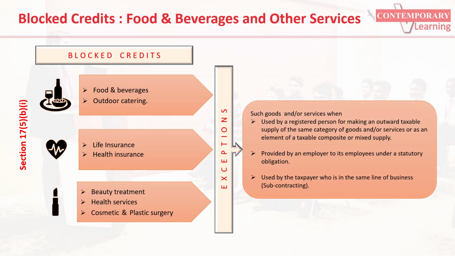So you can claim ITC on these blocked items in 3 specific situations. When you are in the business of providing the same category of goods or services. For example, a restaurant can claim ITC on food items it purchases. Or when these are provided by an employer to employees under statutory obligations, or when you're subcontracting these services.